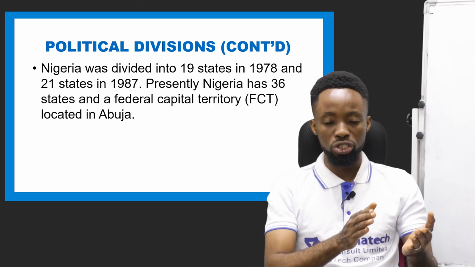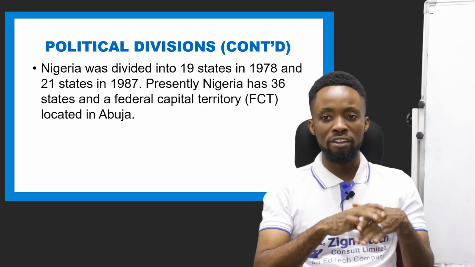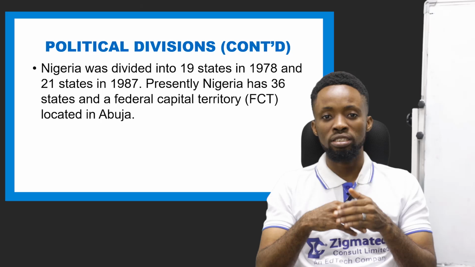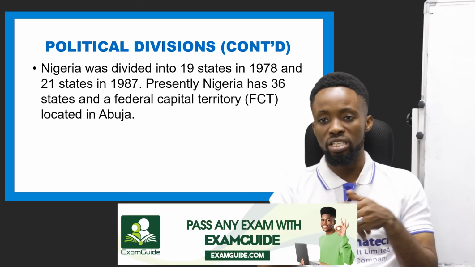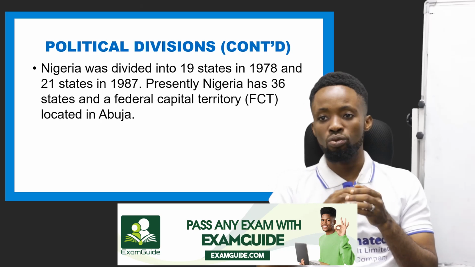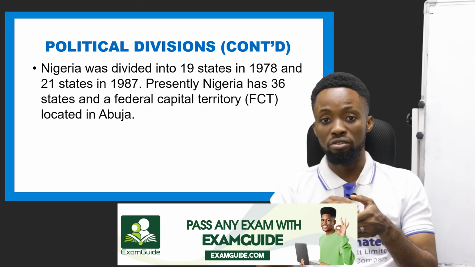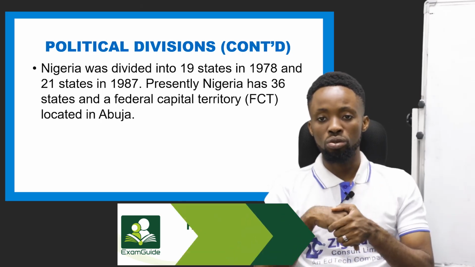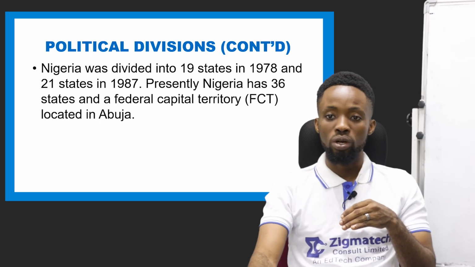After the formation of the regions, Nigeria was split into states, and the first was 19 states in 1978, and then 21 states in 1987, and currently we have 36 states in Nigeria and the Federal Capital Territory, which was made the capital in 1991.